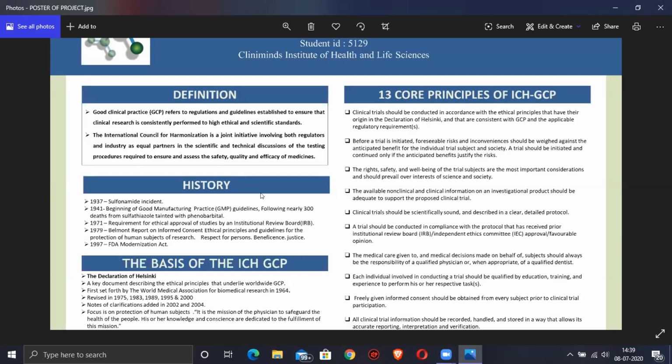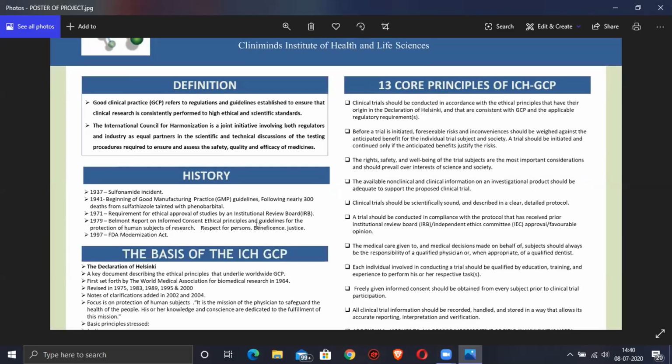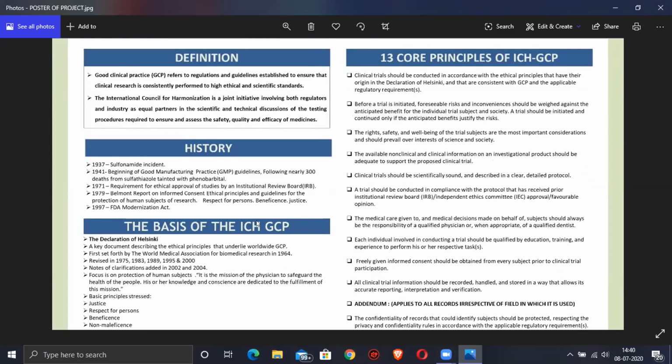Post 1996, 1997 is when GCP was formed, 96 was when it was kind of formed, and 97 it came into existence. It was followed from 1997. ICH itself was formed way back in 1990 in Brussels. It mainly consists of many developed countries and developing countries.